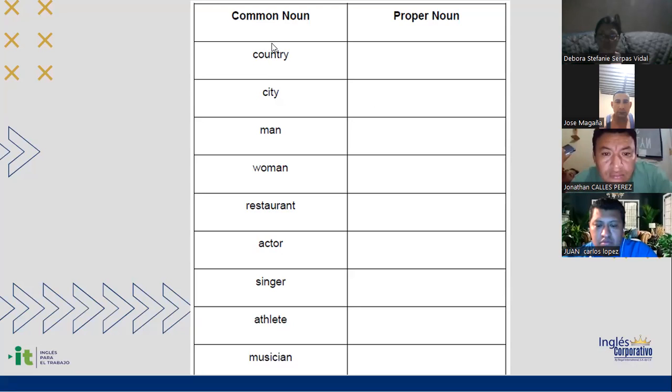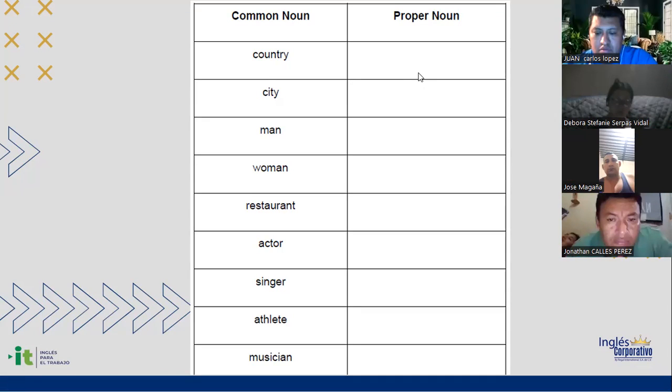Okay. So we have these common nouns and proper nouns, right? For example, can you tell me the name of a country? Let me see. JC, can you give me one example of a country, please? El Salvador, good. Now, Deborah, can you give me one example of a city?